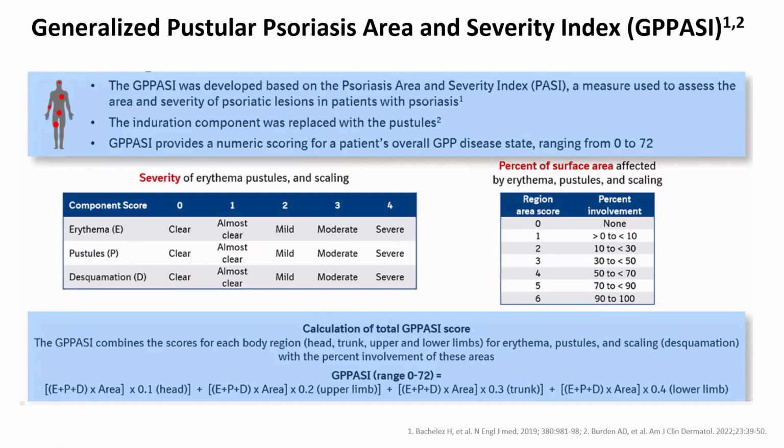And we assess 4 anatomical areas, which are the head and neck, the trunk, upper limb, and lower limb. For each area, we will give a score for erythema, pustules, and also scaling or desquamation. Each area is weighted differently. For head and neck, it's 0.1. Upper limb is 0.2, trunk 0.3, and lower limb 0.4.